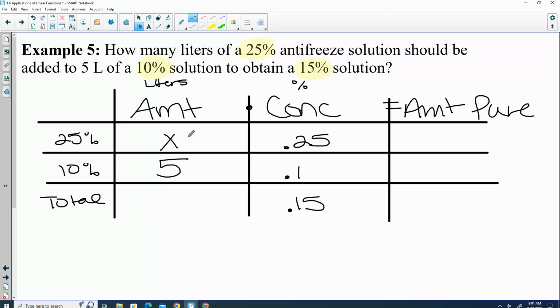Well, my concentration is 15. What would my amount be if I had X of the first and 5 of the second? 5 plus X. You add them together. And so now, we really just follow the formula: amount times concentration. So X times 0.25, 0.25X. 5 times 0.1. You can go ahead and multiply it if you want. 0.15 times my 5 plus X.